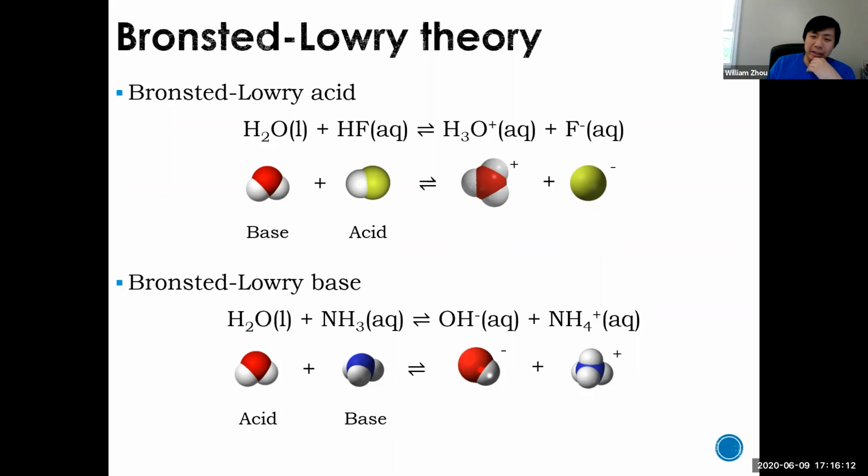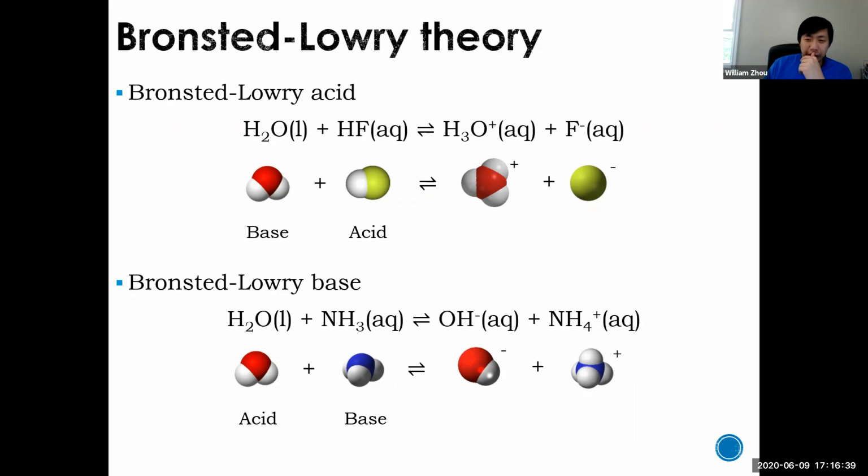If you look at the second equation, you have water and ammonia. NH3 in this case will accept a proton from water. So water donates a proton to ammonia, and by donating a proton, water is behaving like an acid in this situation. You will end up with OH minus because you lost a proton, and NH4 plus. It's just NH3 with an additional proton.